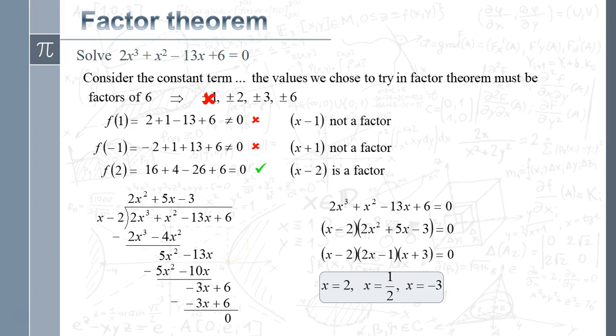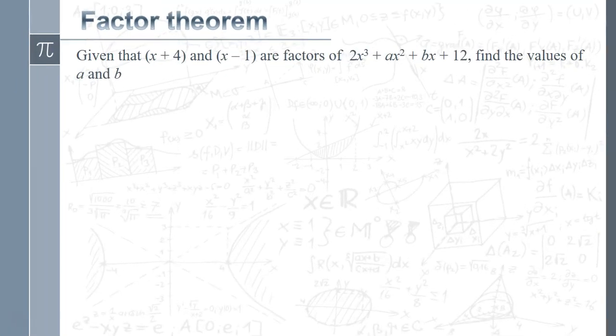Right, okay, so one last example that I'm going to go for. So here's a problem solving type of question. We're given x plus 4 and x minus 1 are factors of a cubic polynomial. Find the values of a and b. So we've got our x squared coefficient and our x coefficient, which we don't know. So we've got to try and figure out what they are given the information we've got here.